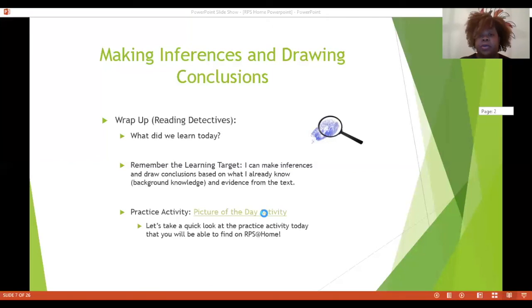And then we have another picture, same thing, someone with about, what is that, 6 dogs, maybe 5 or 6 dogs. And again, you have to use the evidence from the picture to answer the questions so that we can see how well you do with inferences and conclusions.